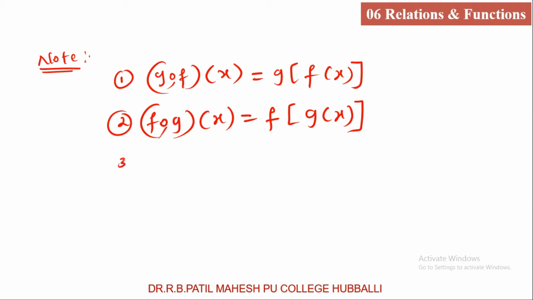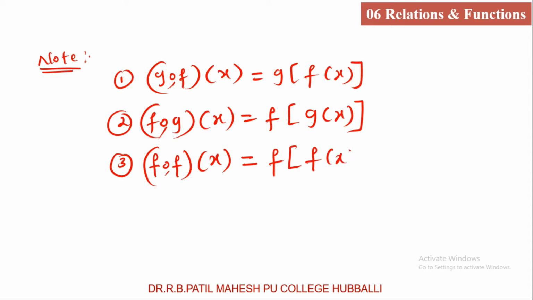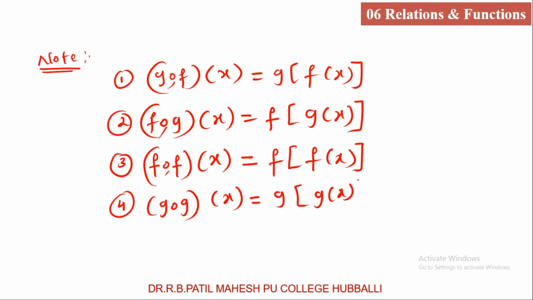Still there are another 2 definitions, that is nothing but f composition f of x is equal to, remove the small circle, f of f of x. It is a composition of the function to itself. Number 4, g composition g of x is equal to g of g of x. So these are the 4 very important composition function definitions.